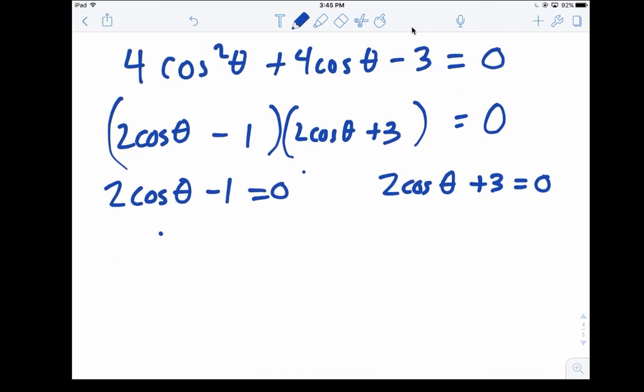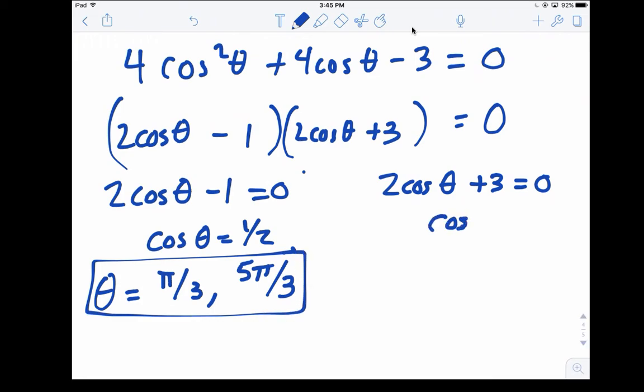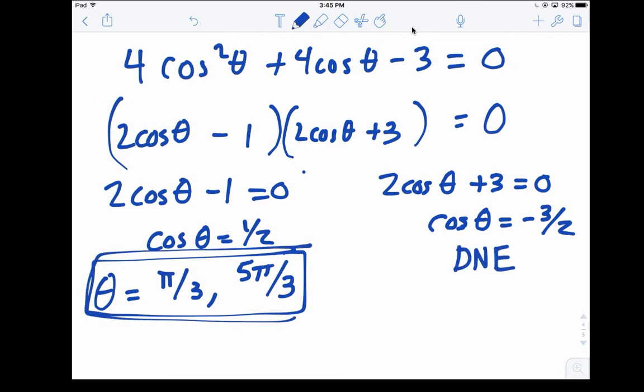Okay, so that gives me cosine is equal to 1/2. Okay, and that would make theta equal to pi over 3 and 5 pi over 3. Okay, and then the other one you have cosine would be equal to negative 3/2. And if you guys look on the unit circle, you're not going to find negative 3/2 anywhere. Okay, so cosine only goes from -1 to 1. Okay, so that one would be a does not exist. Okay, so your only two solutions would be pi over 3 and 5 pi over 3.